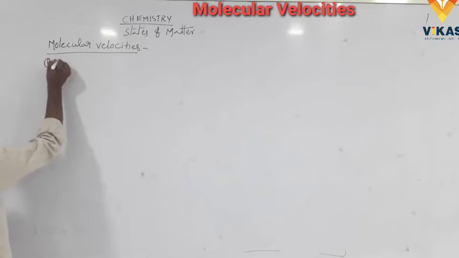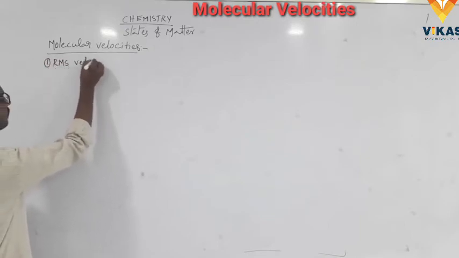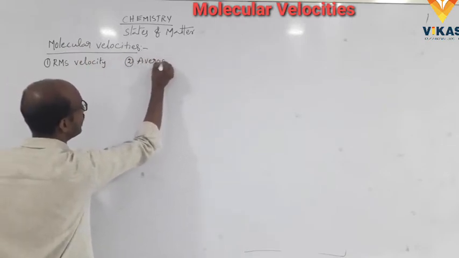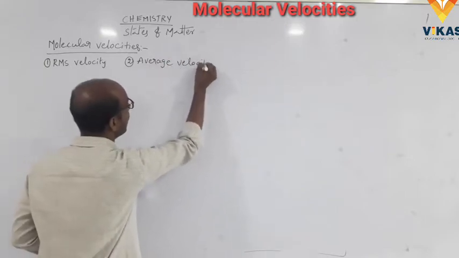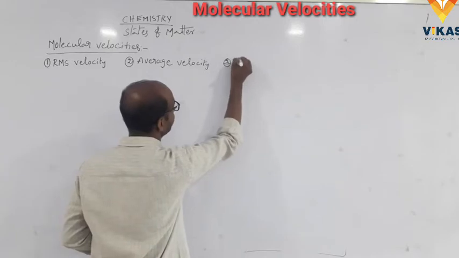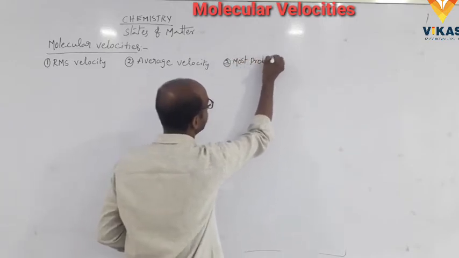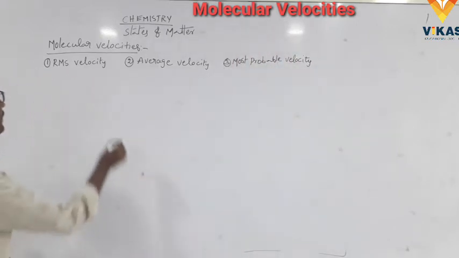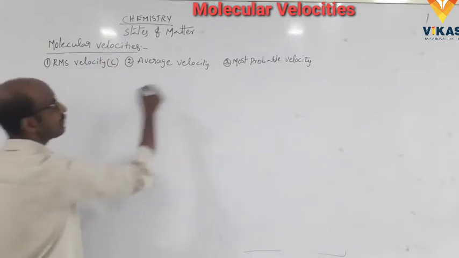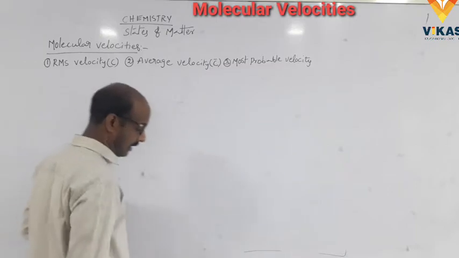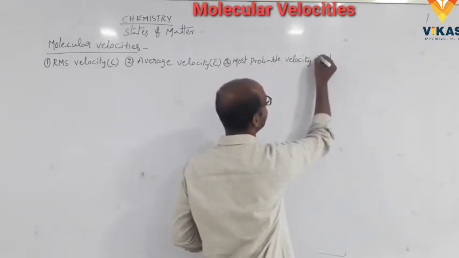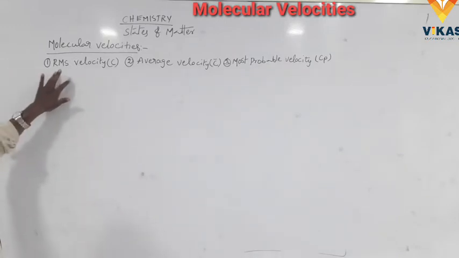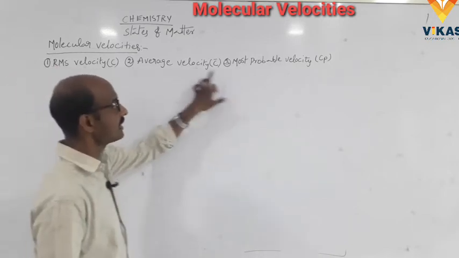There are three velocities. One is the RMS velocity, the second one is average velocity, and the third one is most probable velocity. They are represented by C, C bar, and Cp. Okay? In molecular velocities we have three topics: first RMS velocity, second average velocity, and third most probable velocity.